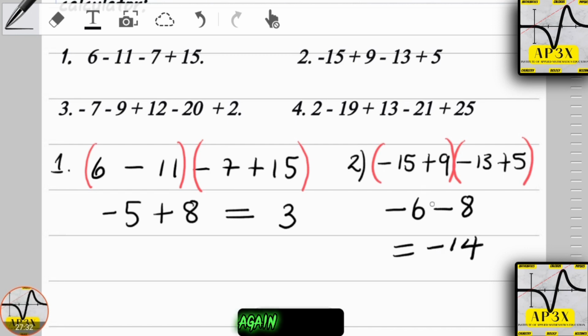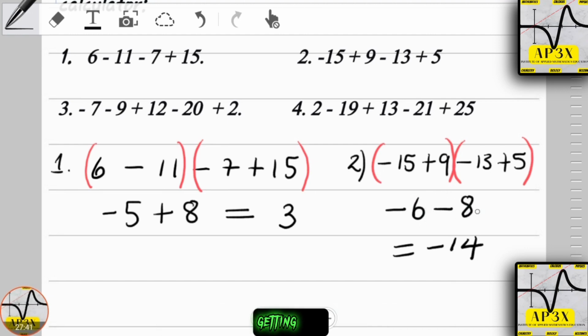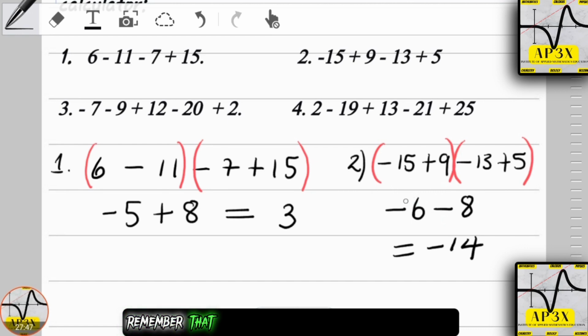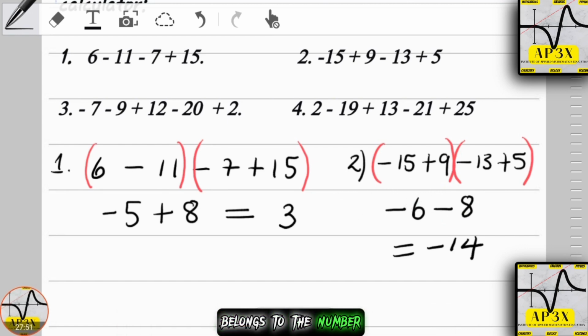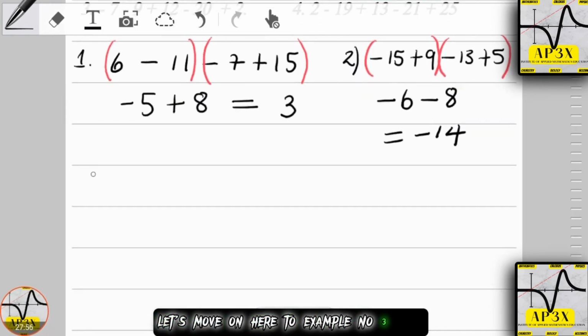Okay, again, as I said, students make fundamental mistakes like taking away the 8 from the 6, getting 2 and writing negative 2. We want to look at the number for what it is. Remember that a sign that is in front of a number belongs to the number. Let's move on here to example number 3.